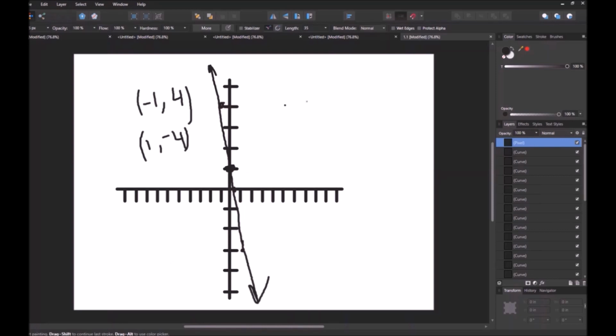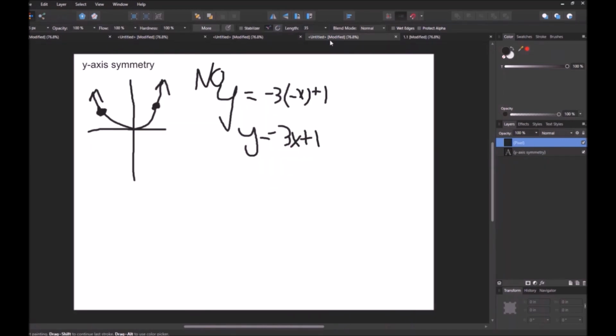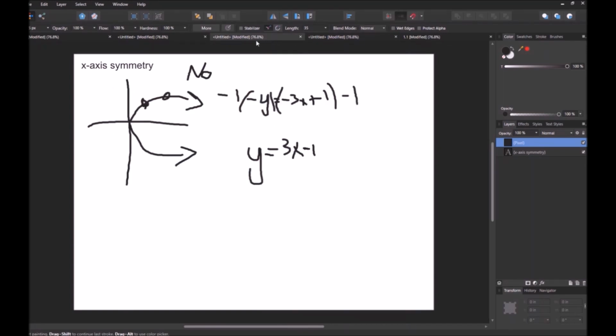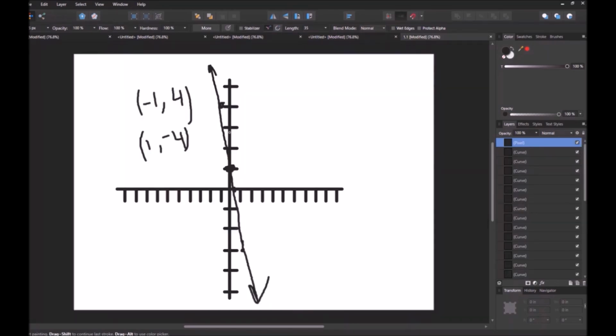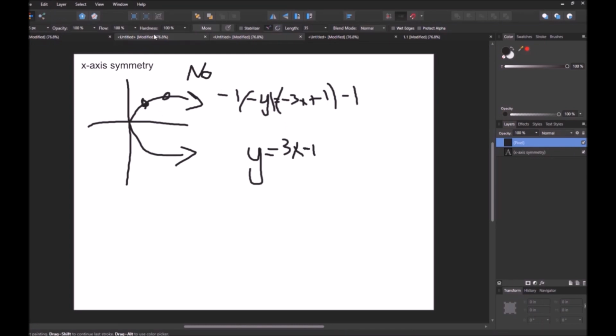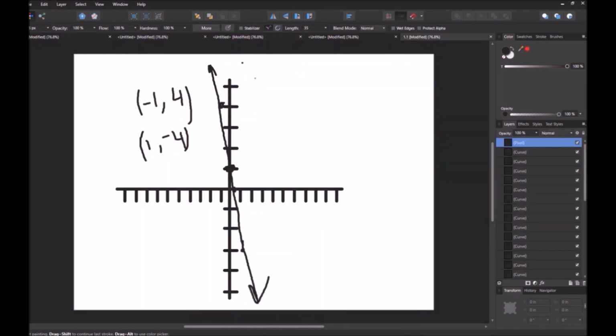So we proved algebraically that it's not symmetric. It's not symmetric about the axis, both axes, or the origin. Let me rephrase that. We proved algebraically that it's not symmetric about either of the axes or the origin, and we proved it graphically here. So that's how you do that one.